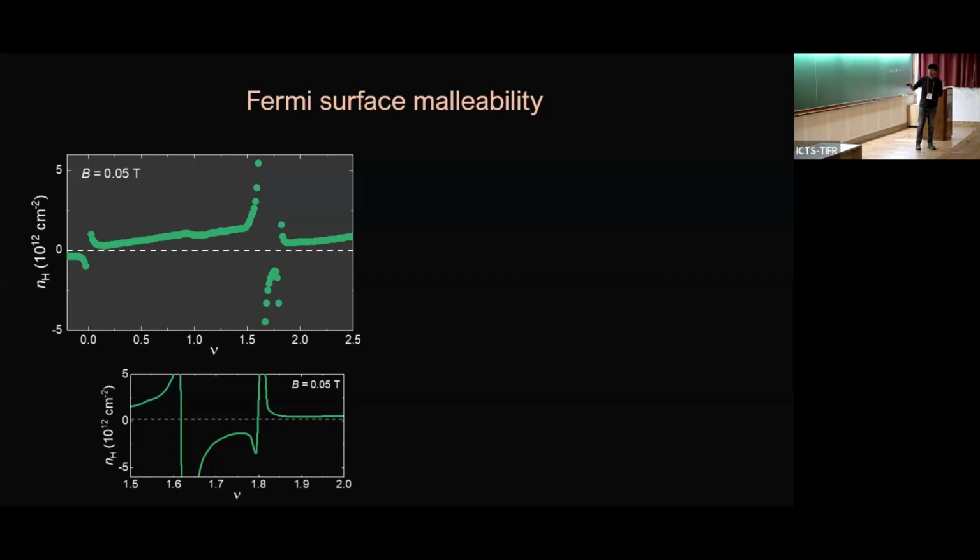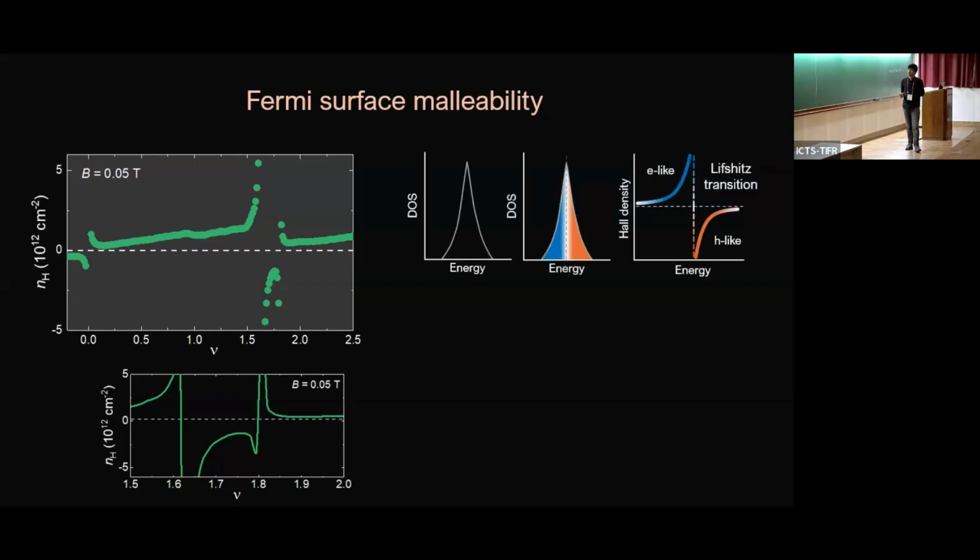Now, before explaining this data, I wanted to tell you a little bit about Fermi surface reconstructions when you have a large density of states, which occurs near the half filling of the bands in twisted bilayer graphene. So this is well known: you bring the Fermi energy near the center of this large density of states, and you see a change in type of carriers from electron-like to hole-like or vice versa. This is known as Lifshitz transition.